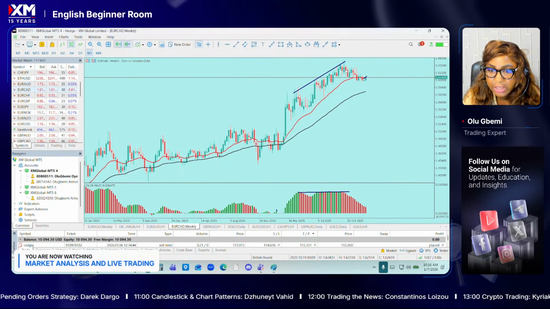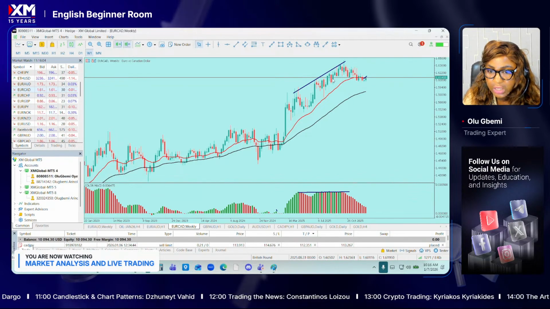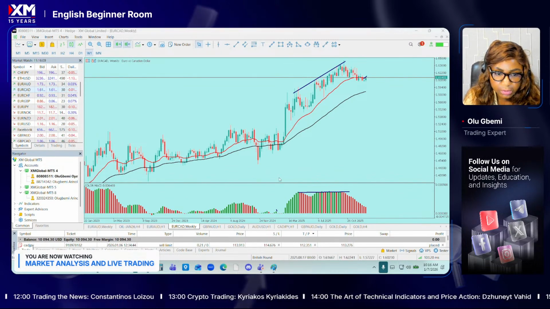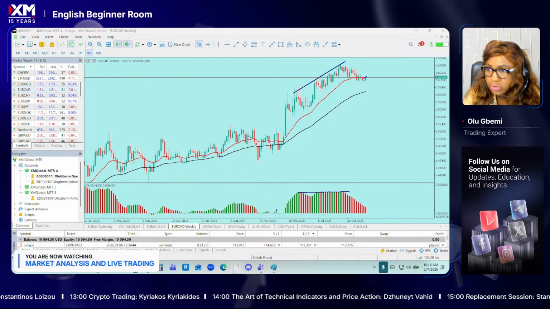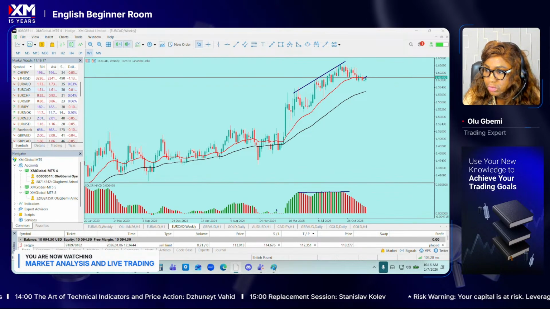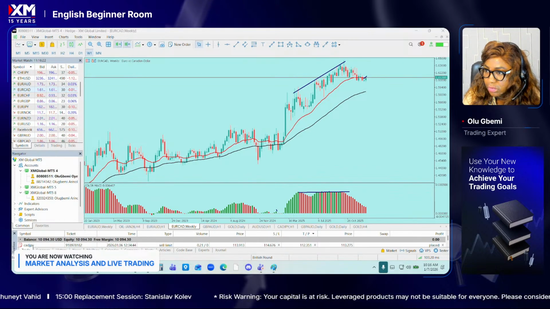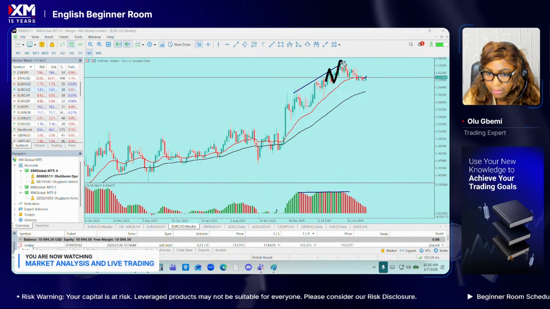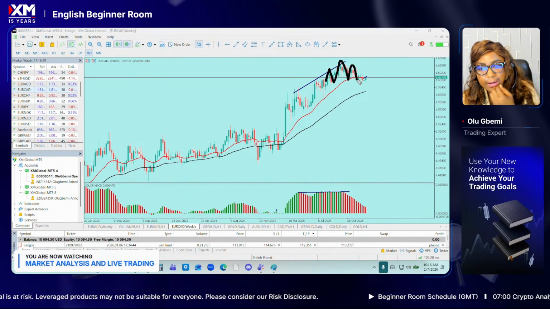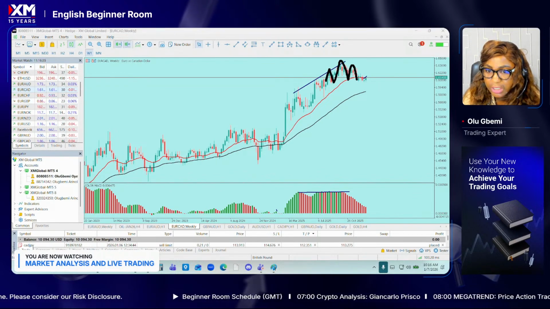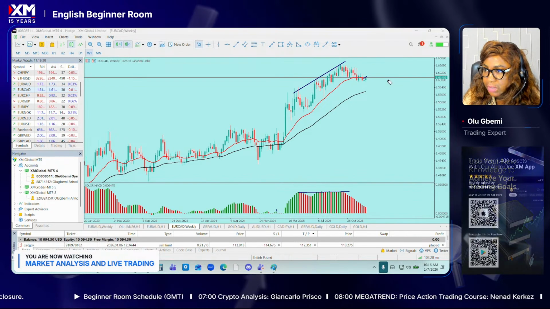Now, I expected that the price would come down because we have what looks like a head and shoulders pattern here. Let me bring out my pen to show you. So we have what looks like head and shoulders here, right? And afterwards, the price has been ranging. So all of this made me have an expectation of a change in market direction.